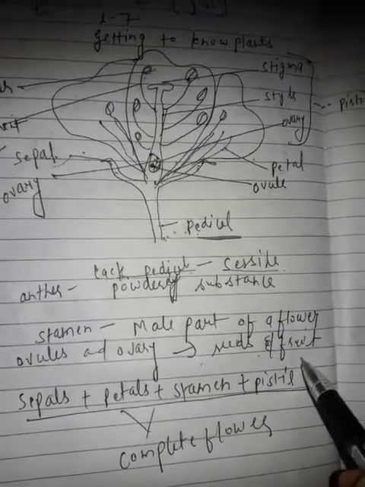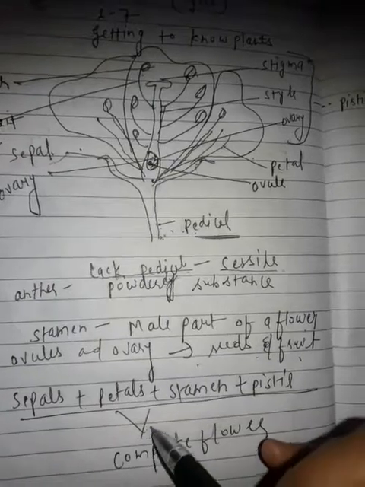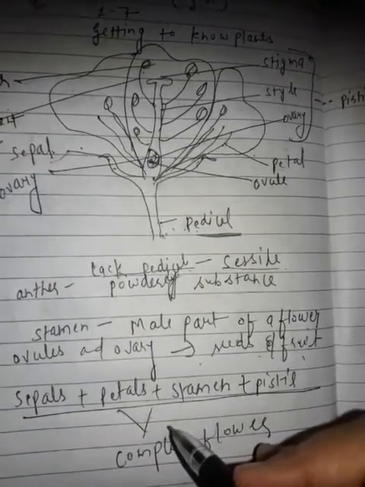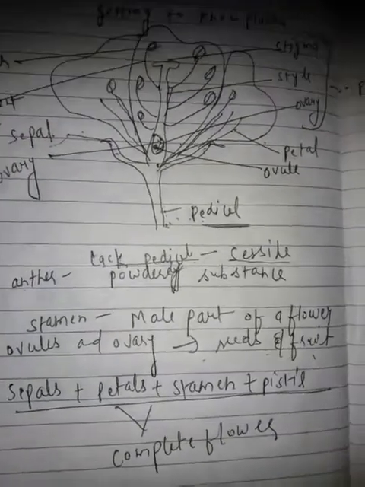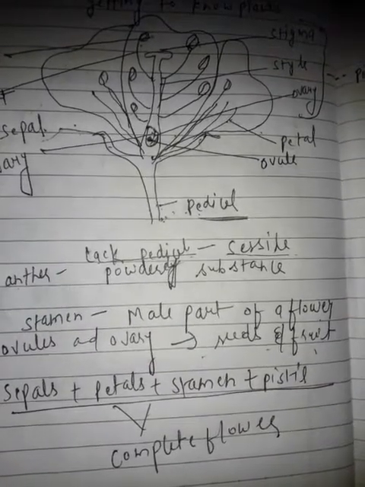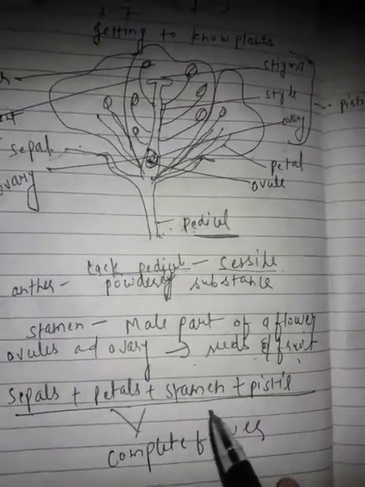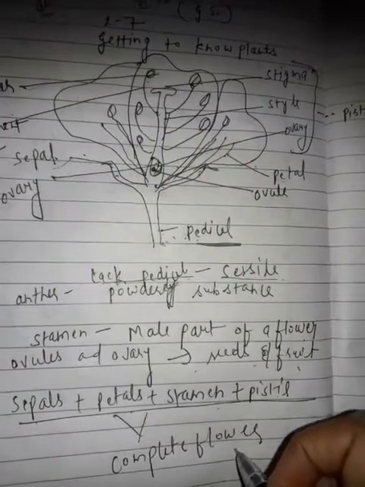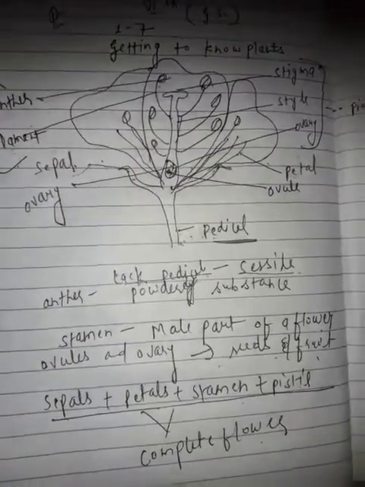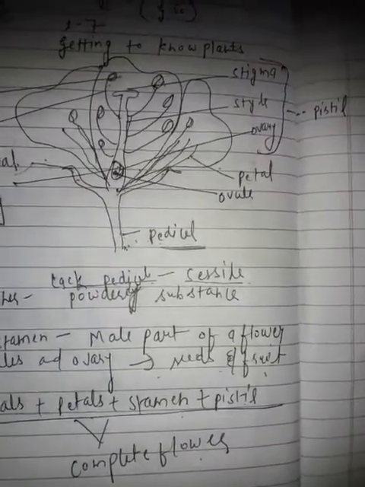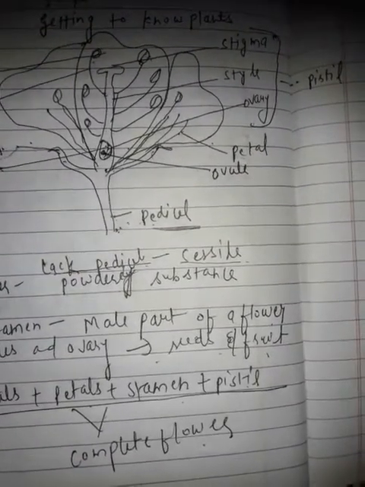In some flowers 1 or 2 whorls may be missing, and such flowers are called incomplete flowers. Examples are date palm and mulberry. A flower consisting of all 4 whorls, sepals, petals, stamen and pistil, is called a complete flower. Examples are mustard, china rose and pea.